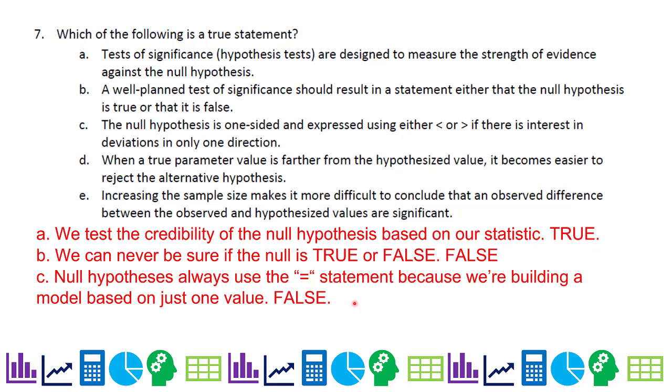Now, the alternate, on the other hand, will go left or right, or even look at both of those, left and right of the value, so not equals. All right.